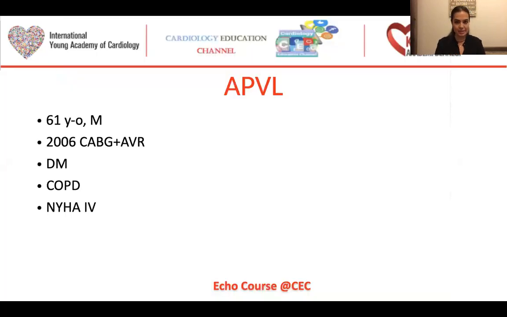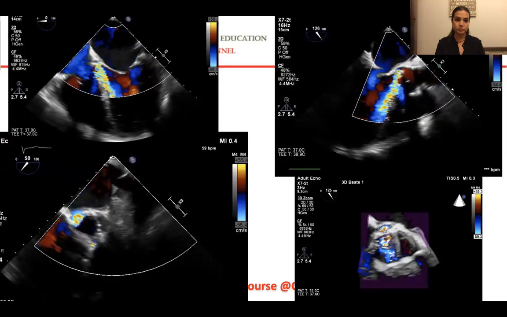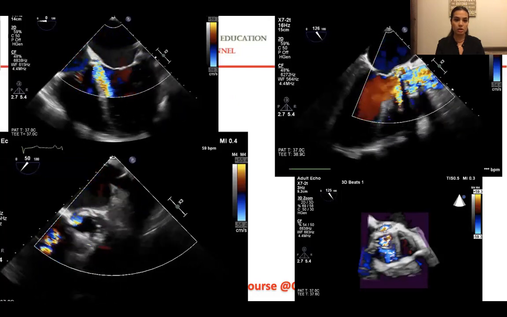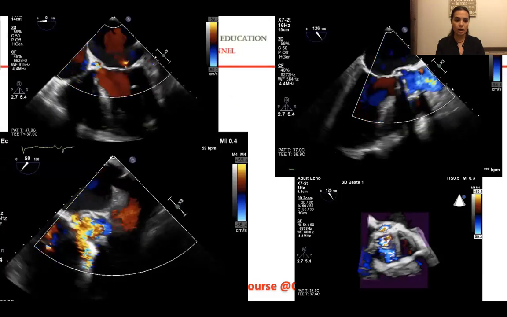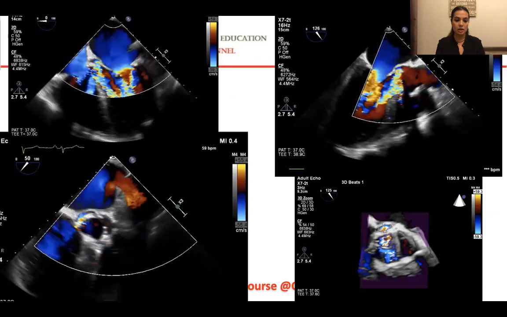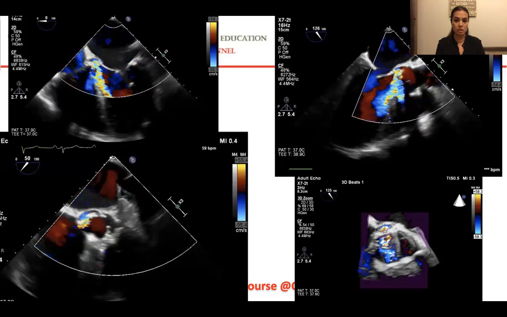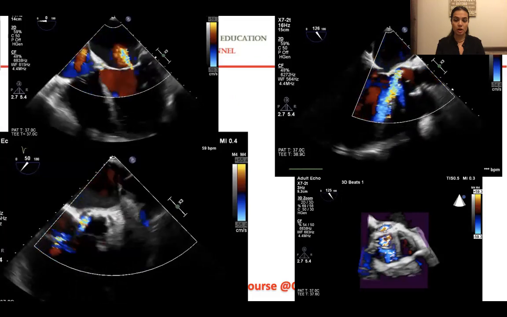And this is my last case, an aortic paravalvular leakage, a 61-year-old male, and he had a history of CABG and aortic valve replacement, and he had diabetes, COPD, and the functional capacity was 4. So as you can see here, we have the leak at 11 o'clock position, and it's a severe PVL.